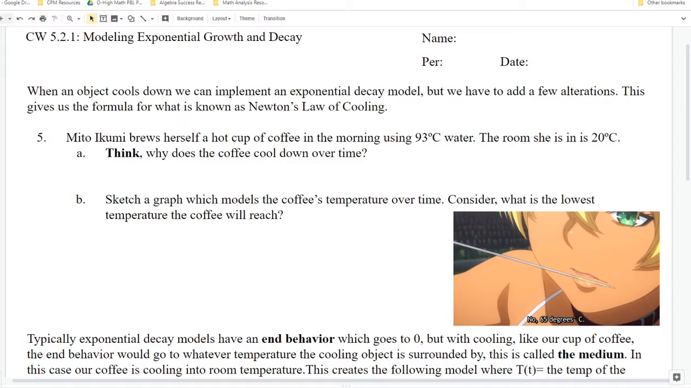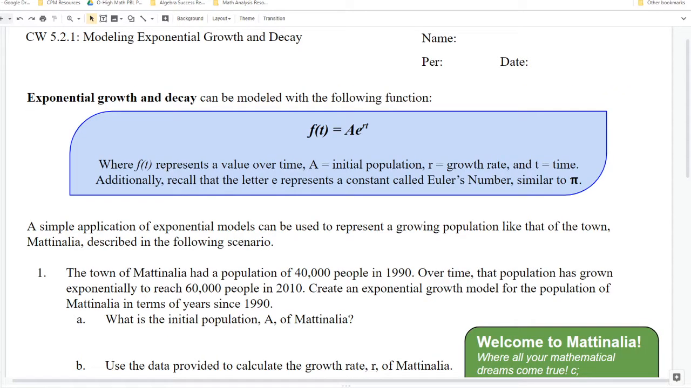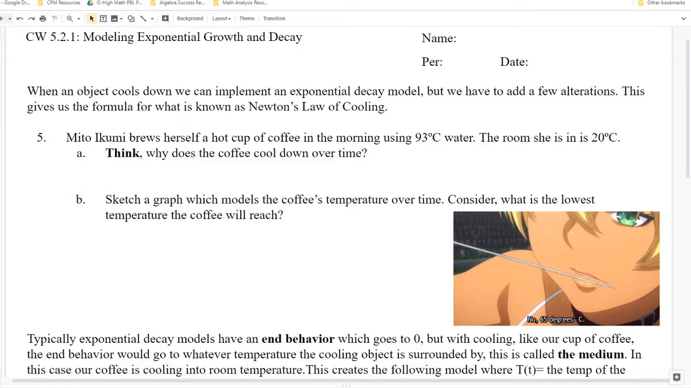It's just that we need a couple of changes, because if you look at our normal exponential growth model, what value is it going to? What's the end behavior of this? If it was a decay, like in this problem here, it goes towards zero, right? It goes towards zero.